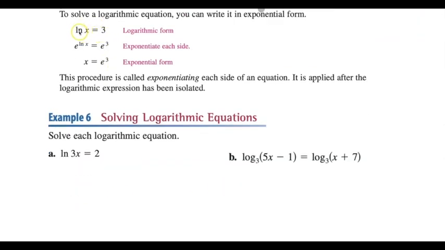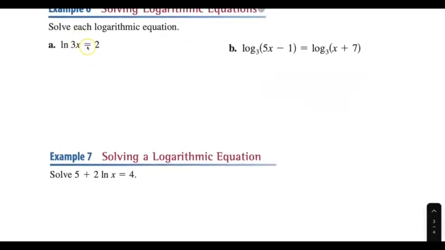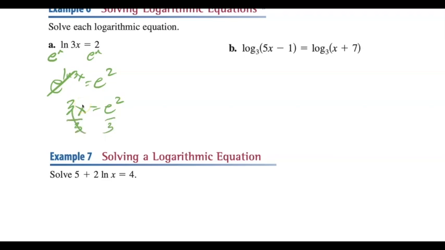The base of a natural log is e, so you take the e to both sides, so you get your answer. That's what I'm going to do here. Natural log of 3x equals 2. We're just going to take the e to get rid of it. Remember, you take the e as a power. It's a little funky. E to the natural log of 3x equals e squared. That cancels. You get 3x equals e squared. Divide by 3. X equals e squared over 3.